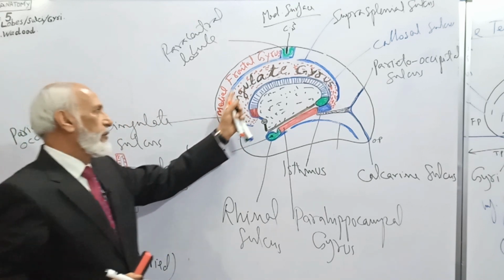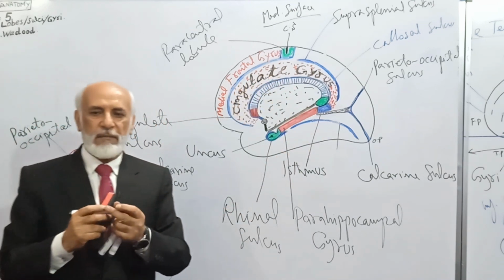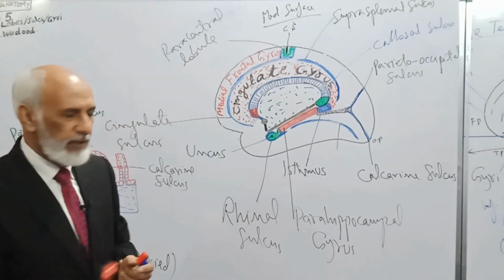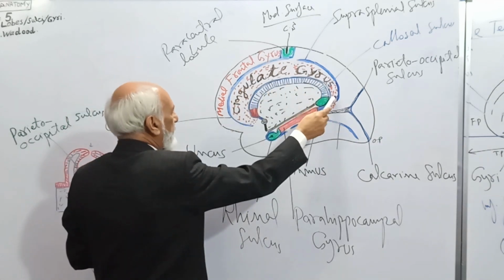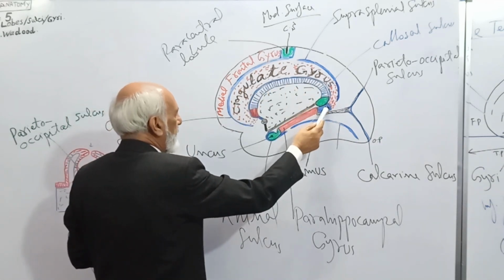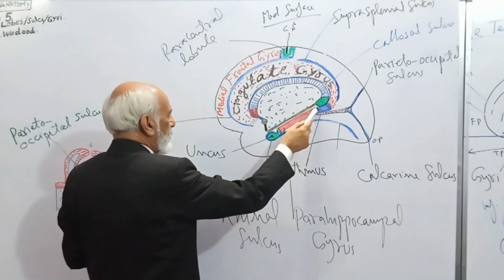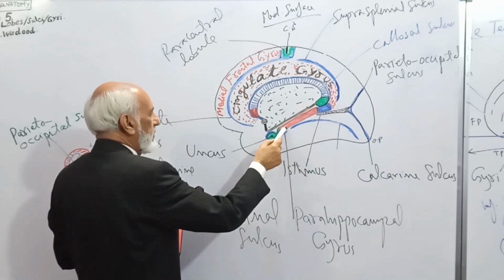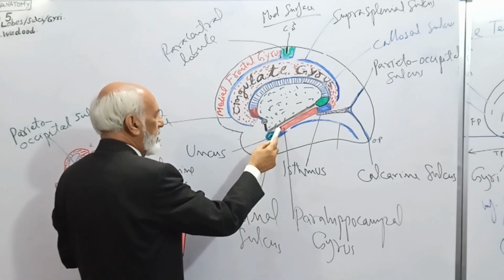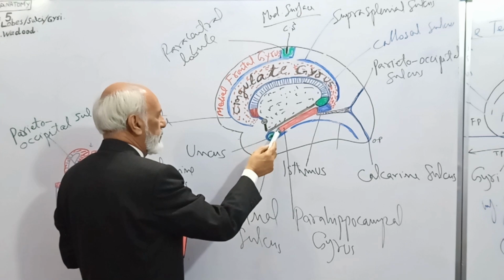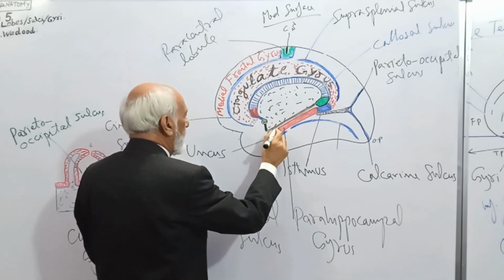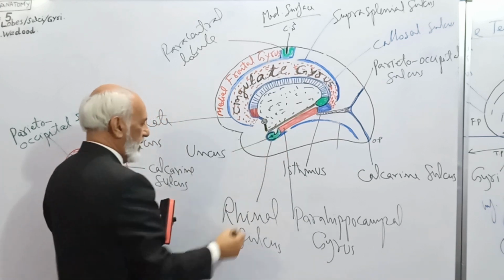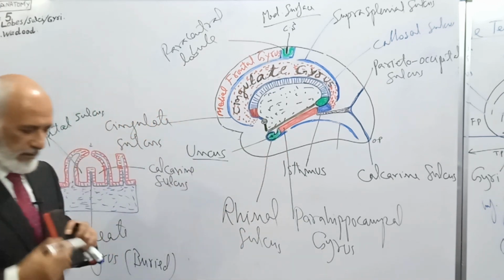Now you can see surrounding the middle line structure, there are some gyri which are in continuity with each other. Starting from here is the cingulate gyrus. Then there is a small part of gyrus known as the isthmus. It is continued as parahippocampal gyrus below this midline structure. And anteriorly the parahippocampal gyrus is continued as a hook-shaped gyrus, just like a hook. This hook-shaped gyrus is known as the uncus.